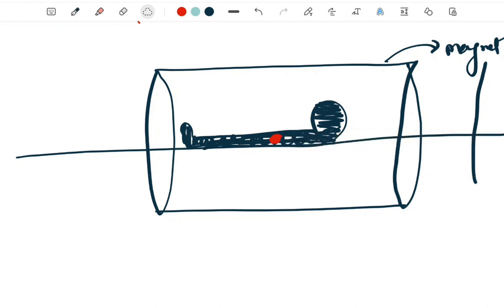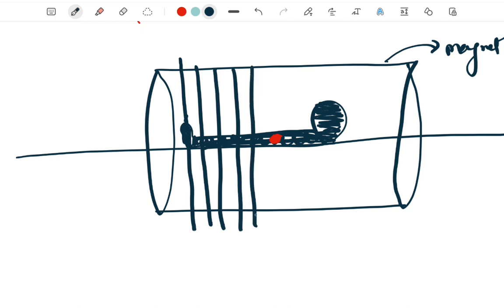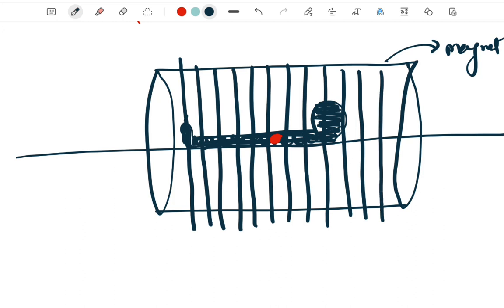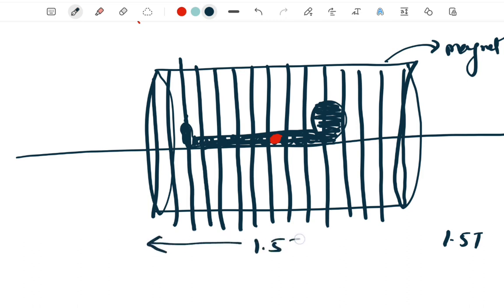Okay, so this is the patient lying in the MRI. This entire patient body is experiencing a magnetic field. Suppose I am separating this entire magnetic field. You can see inside this MRI everywhere. Suppose this is a 1.5 Tesla MRI. This is the MRI bore. Inside this bore, this patient body is experiencing a 1.5 Tesla magnetic field.